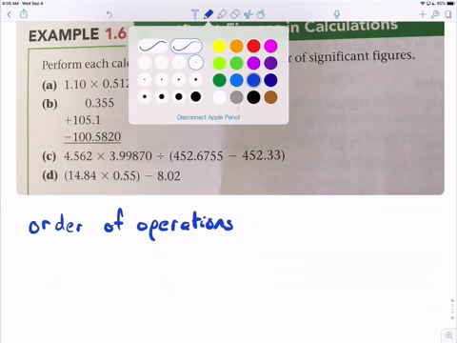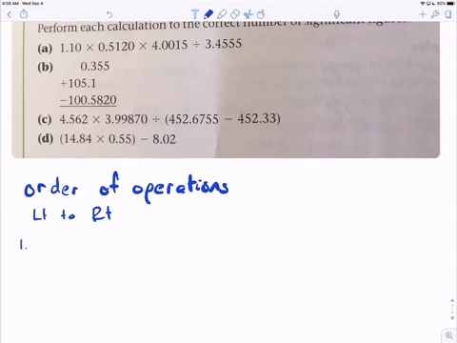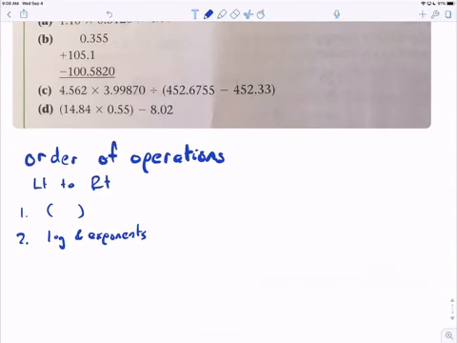It is always left to right, and first is when you have something in parentheses. Parentheses happen first. Second are logs and exponents. Third is multiplication and division. That's a multiplication sign. It's an ugly star. And fourth is addition and subtraction. Always left to right.